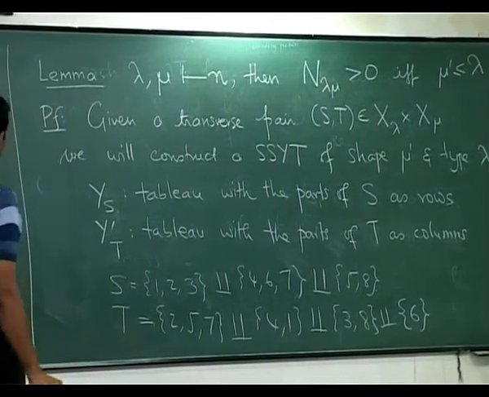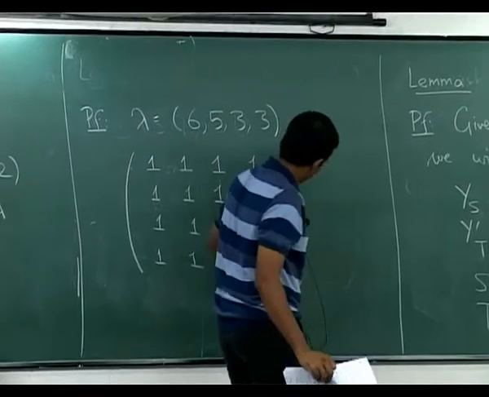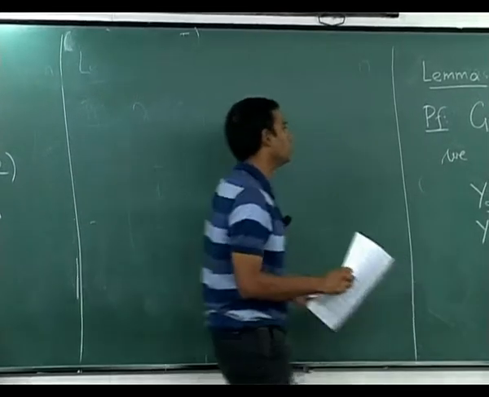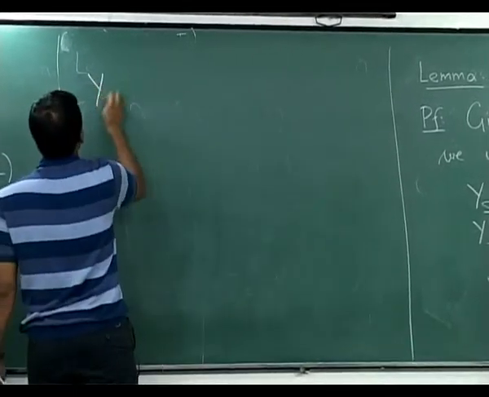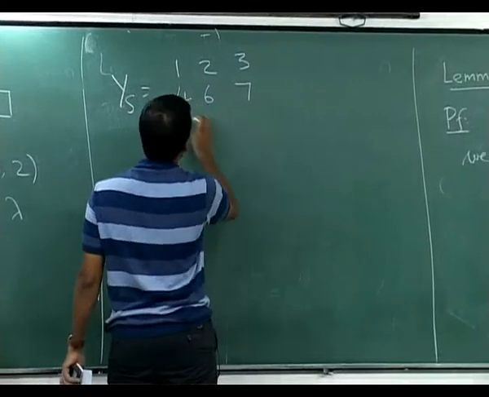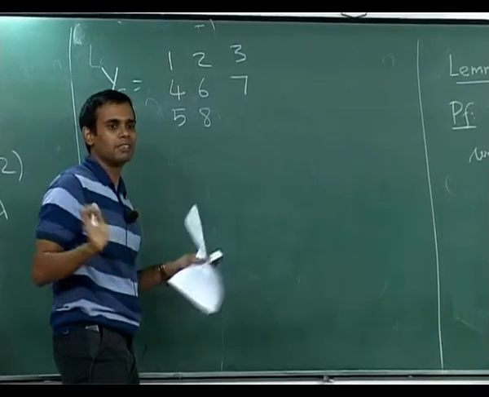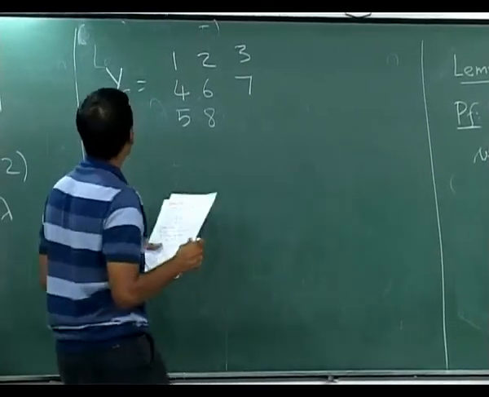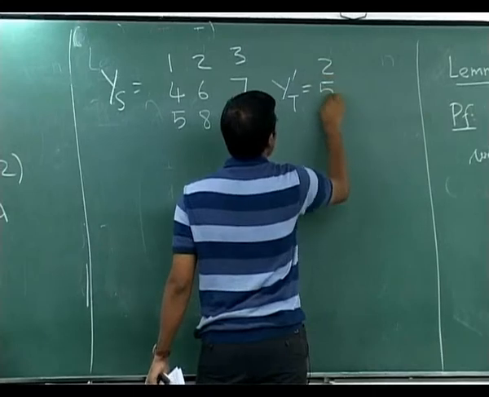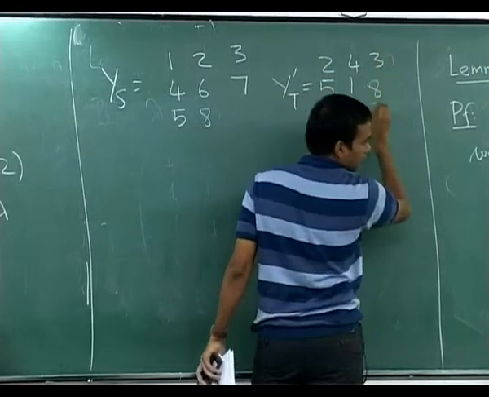Now let me construct this YS and Y prime T. I'll erase this. So YS is just the tableau with parts of S as rows. So YS is just 1, 2, 3, 4, 6, 7, 5, 8. Okay, these are not in any particular order. It's not a semi-standard Young tableau. It's just such a configuration. And Y prime T is again just some configuration: 2, 5, 7, 4, 1, 3, 8, 6.